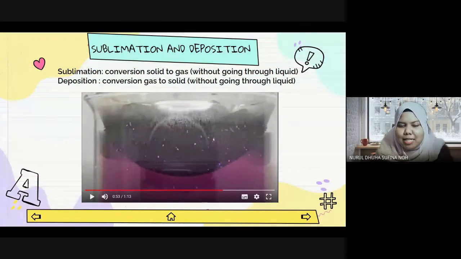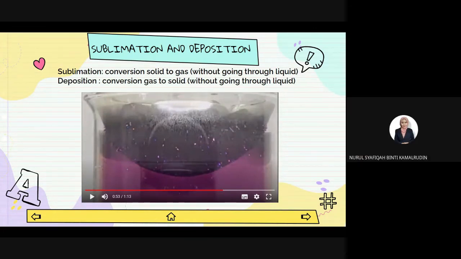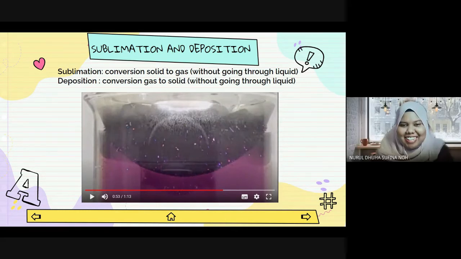But I want to ask, in this video, the person used an ice cube. Why did he use an ice cube? In this video, they use the ice cube to decrease the temperature, as the deposition process releases heat to form solid. Okay, correct. Thank you, Shafika. So I hope everyone understands the process above.